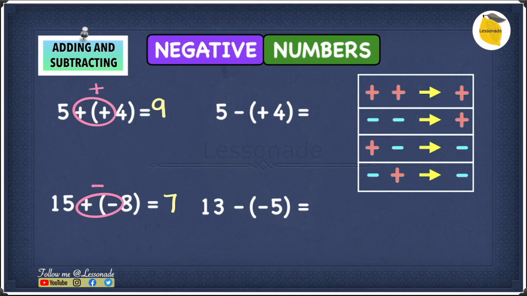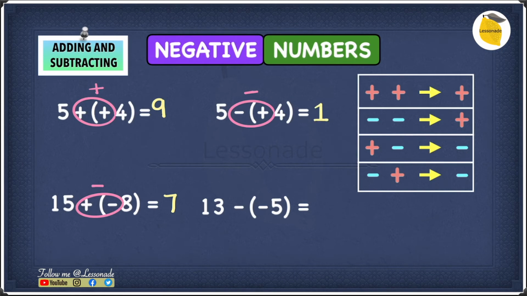The next example is 5 minus plus 4. In this, we have two of the different signs next to each other. We have a minus sign and a plus sign. When you have two of the different signs next to each other, or a minus and a plus sign next to each other, you will have to do subtraction. So therefore, you will have to do 5 minus 4. And 5 minus 4 will give you 1.